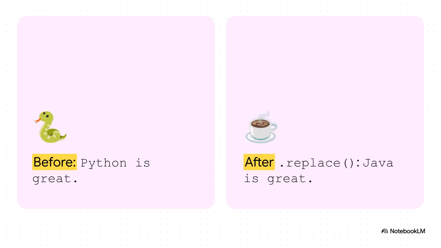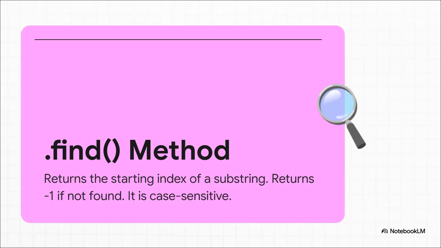What about finding some text and replacing it with something else? The dot replace method is what you're looking for. But notice what it's doing. It's creating a brand new string with the change. This just hammers home that core idea we talked about. The original string is immutable. It never gets changed.